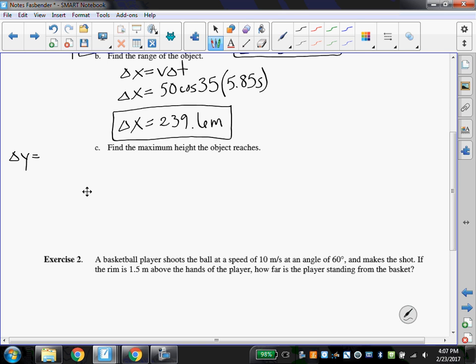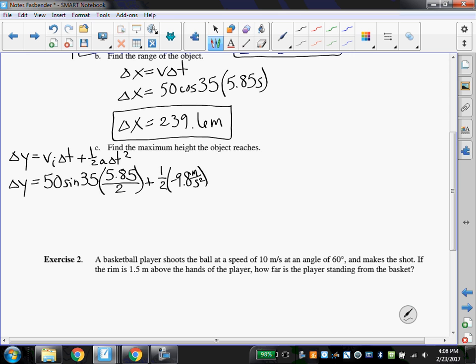So I'll go back to my good old delta y equation. Delta y equals vi delta t plus 1/2 a delta t squared. And since I'm solving for that delta y, we'll keep it alone, we'll not touch it. But for vi, we'll put in 50 sine of 35. And then for that delta t, we're going to cut that total time in half. So 5.85 over 2, plus 1/2 times our acceleration of negative 9.8 meters per second squared times delta t, which is 5.85 over 2, and we square that.